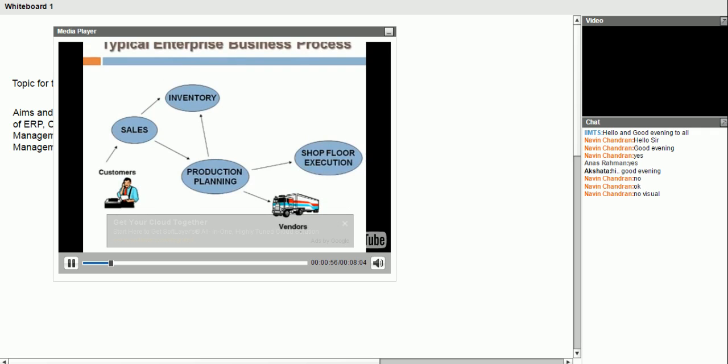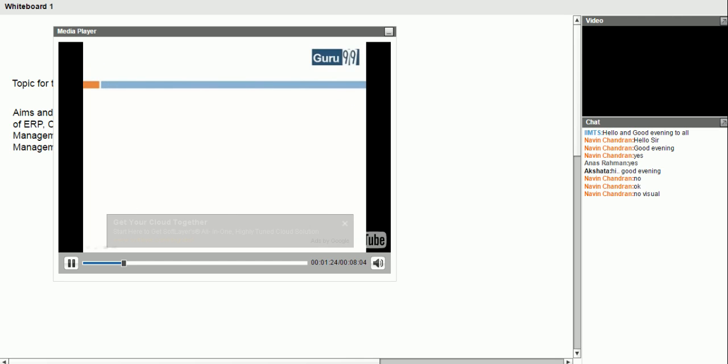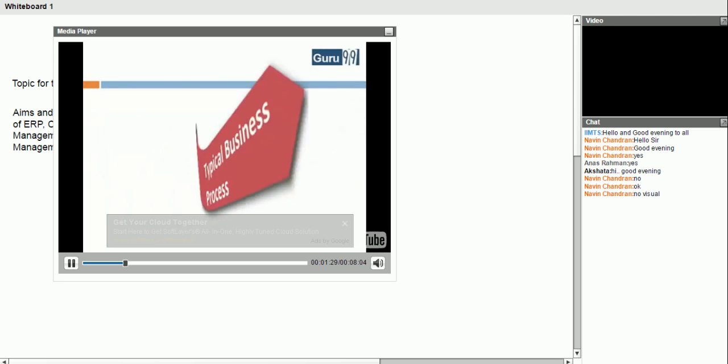Once ready, the shop floor team forwards the goods to the sales team, who in turn deliver it to the client. The sales team updates the finance department with revenue generated by the sale of the product. The production planning team updates the finance department with payments to be made to different vendors for raw materials. All departments approach HR for any human resource related issue. That is the typical business process of any manufacturing company.